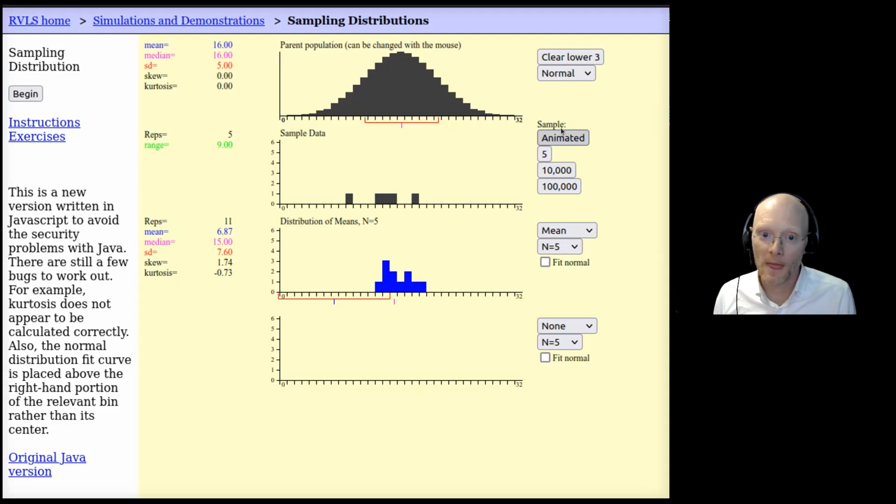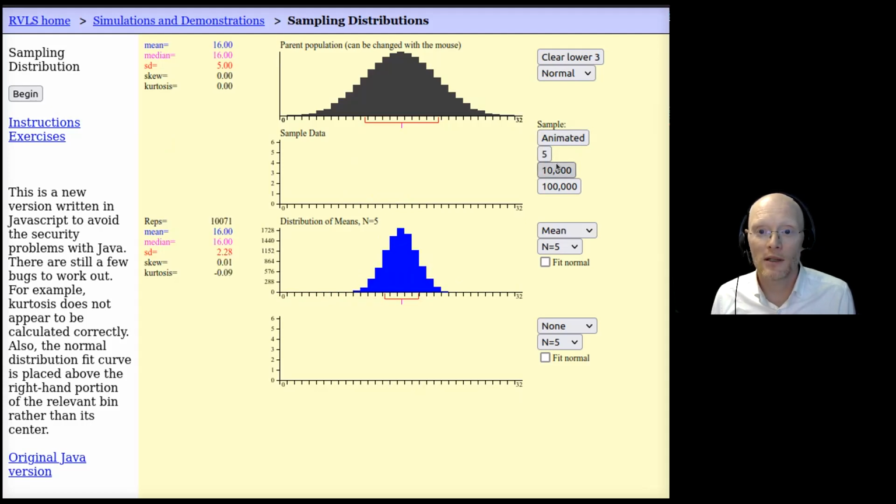Take a break. Okay, let's keep doing this. I'm doing 5 repetitions of the entire research project each time. You know what? I'm going to rev this up here, and I'm going to do 10,000 experiments. Okay, here is the distribution.